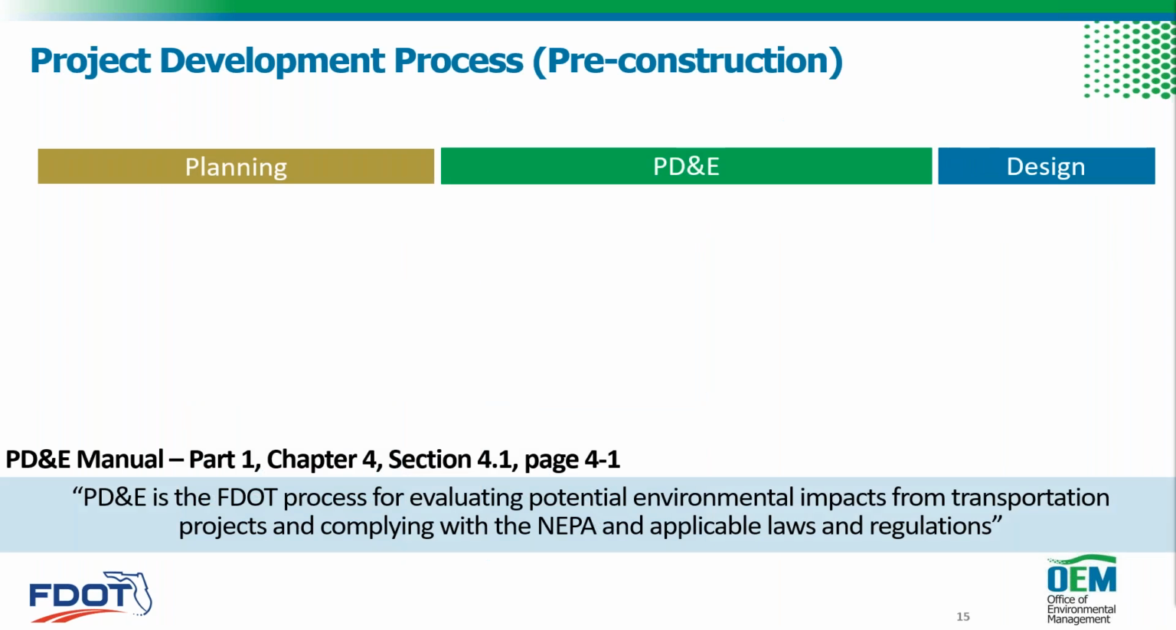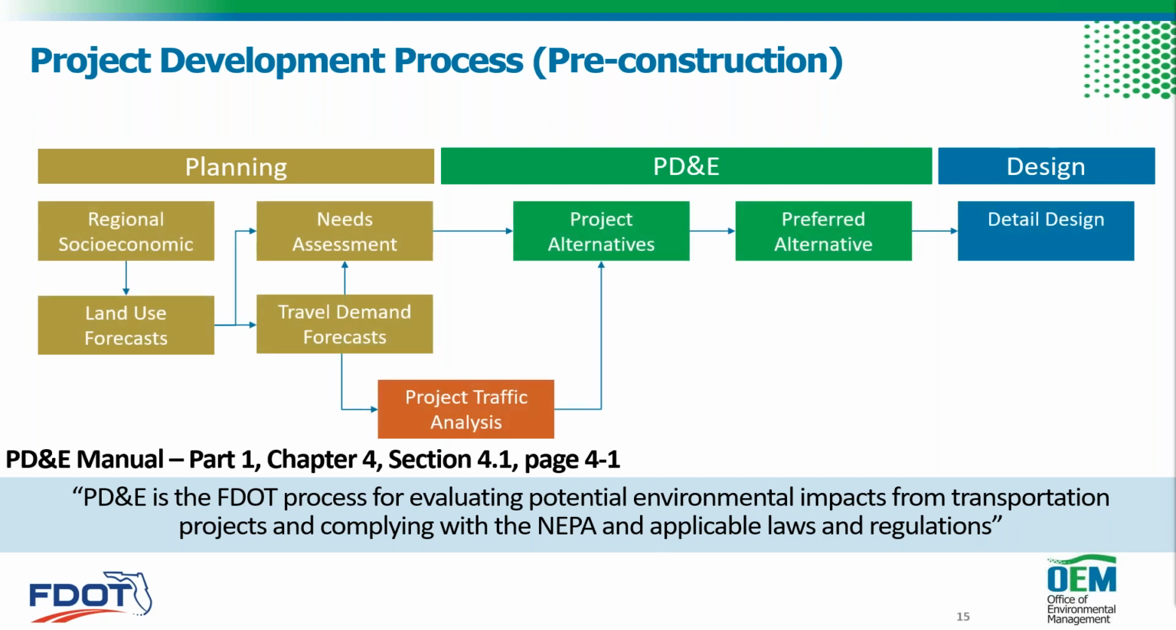So now that we know what a PTAR is, it's also helpful to understand where it falls in the project development process. Pre-construction, there are three main phases in the project development process: planning, PD&E, and design. And the PTAR kind of overlaps both planning and PD&E because they can help to establish transportation needs in both of those phases.